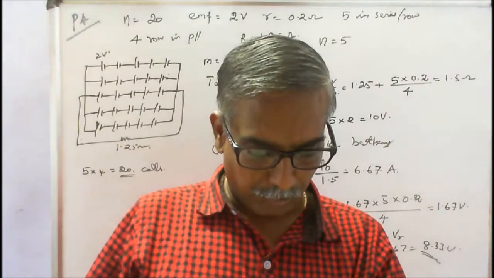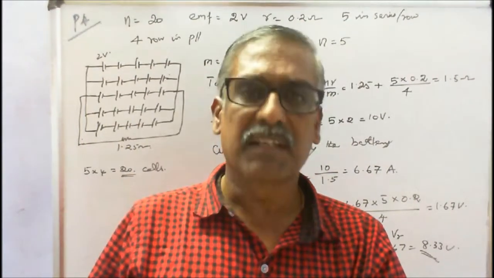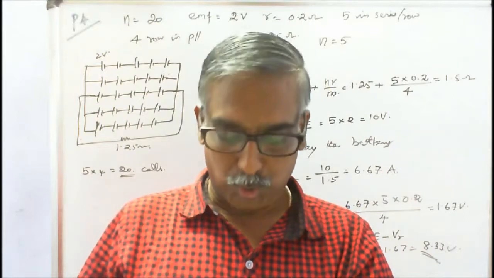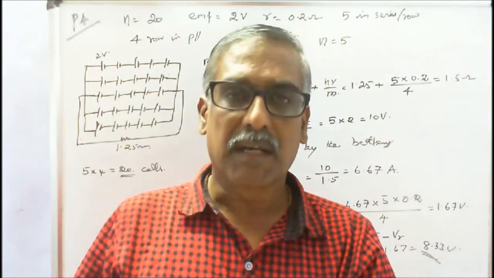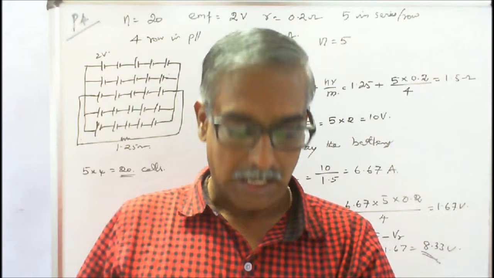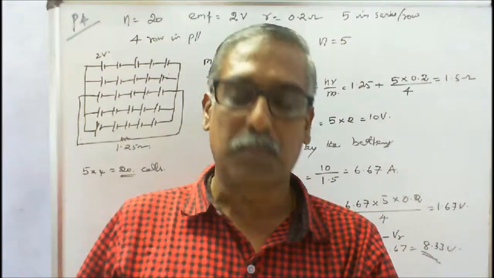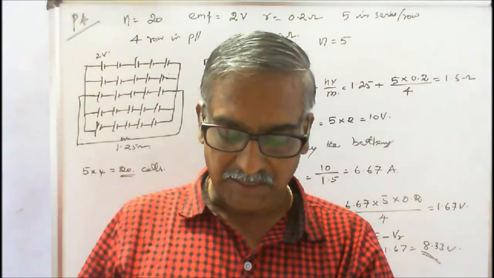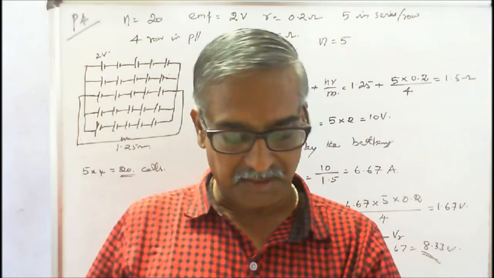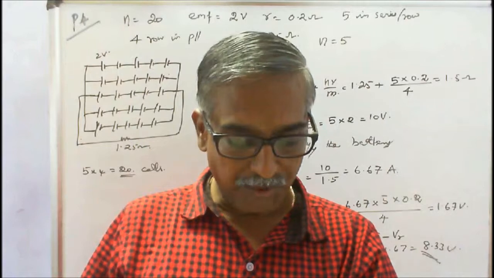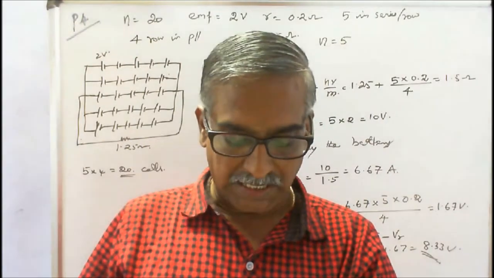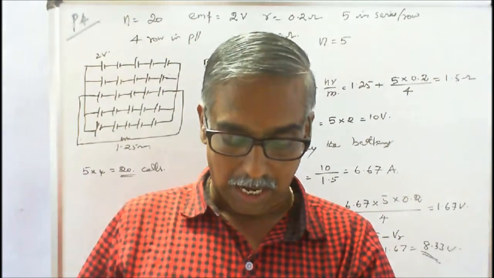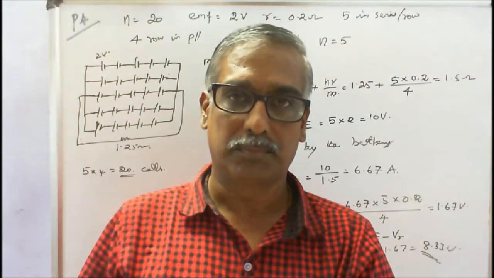Problem number 4. A battery consists of 20 cells, each of EMF 2 volts and internal resistance 0.2 ohms, connected 5 in series per row, 4 rows in parallel. If this battery is connected to an external resistance of 1.2 ohms, how much current will it supply and what is its terminal voltage and total voltage drop?